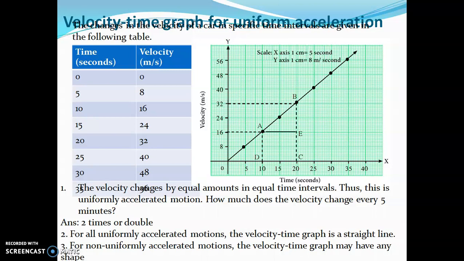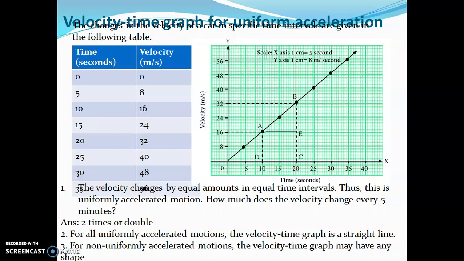How much does the velocity change in every 5 seconds? So, you can see that the velocity is increasing by 8 each time: 8, 16, 24, 32. For all uniformly accelerated motion, the velocity time graph is a straight line. Very clearly you can see from the graph that it is a straight line graph because it is a uniformly accelerated motion.